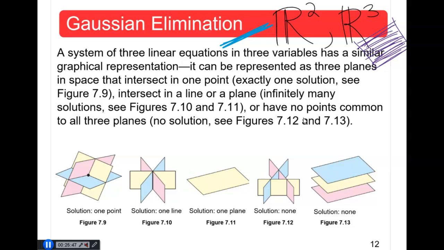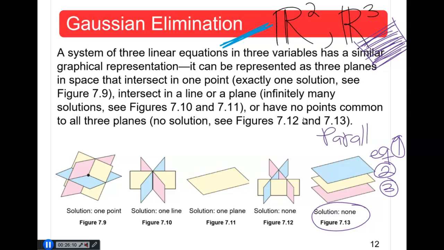Okay, yeah, let's start with no solution. So you can see here from the right, no solution. You have 3 planes. So this is representing equation 1, equation 2, equation 3, and they're in different colors. And you can see that they are parallel. So just like parallel lines that don't intersect, the parallel planes do not intersect. So we say they have no solution.